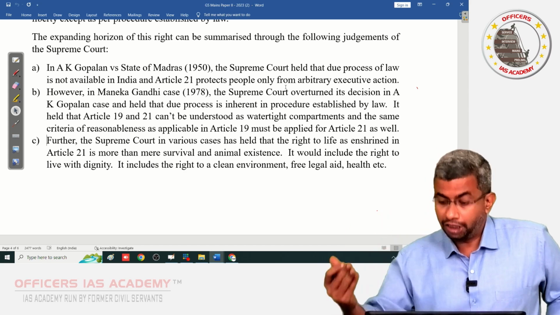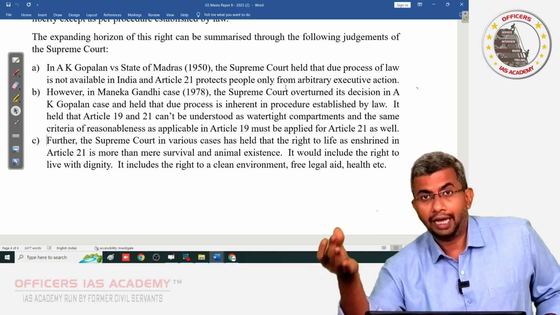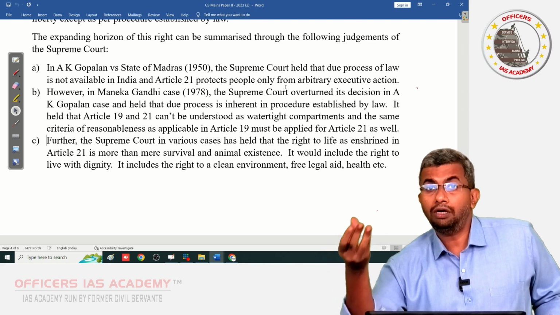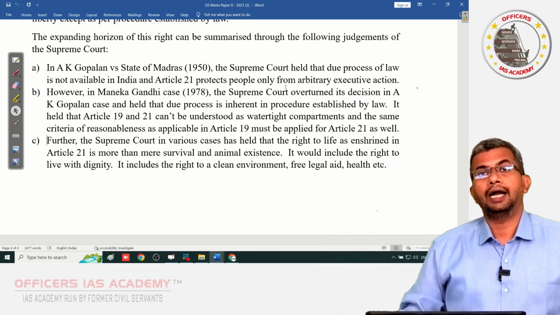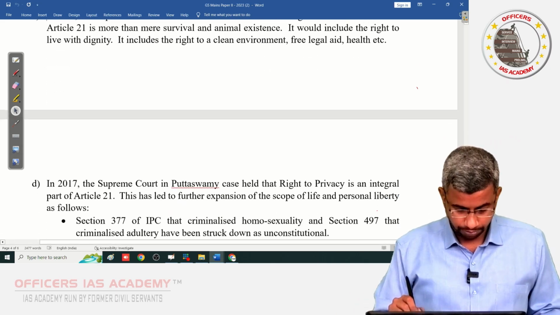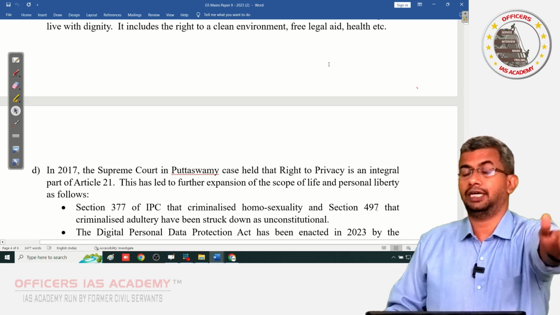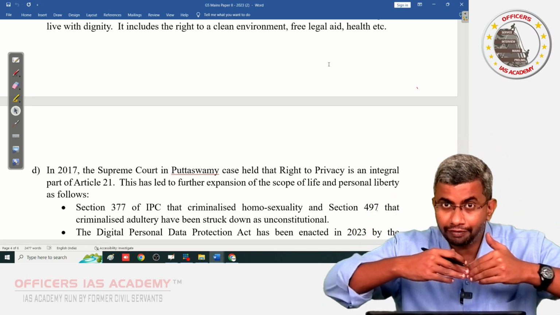And in various judgments, matters like clean environment, free legal aid, health, potable drinking water, all these have been read into Article 21 by the Supreme Court in various judgments. And in 2017, the Supreme Court declared right to privacy as an integral part of Article 21. And all these judgments have expanded the scope.